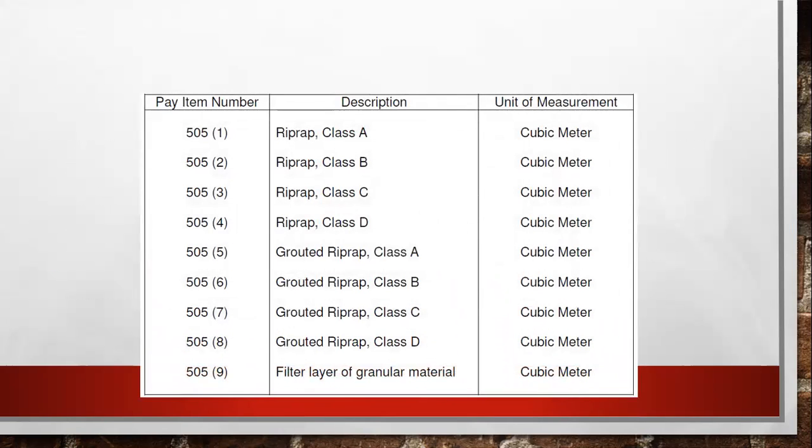So this is the payment. For riprap Class A, payment is per cubic meter, and so on and so forth.